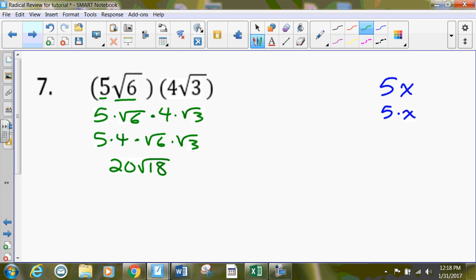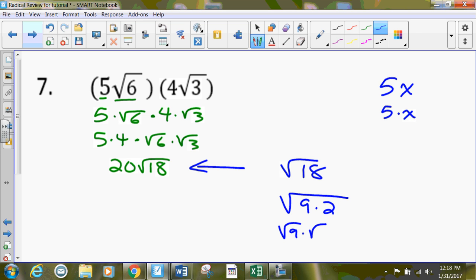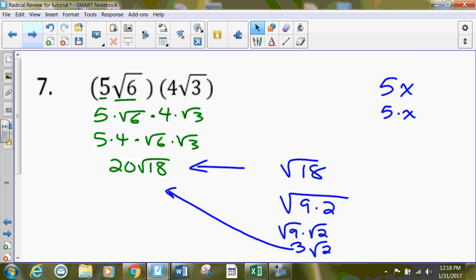Square root of 18 can be simplified. Is there a hidden perfect square in there? There sure is. 9 is hidden in there. So we can go ahead and take square root of 18 and rewrite it as square root of 9 times 2, remembering that that's the same thing as this. And so square root of 9 is 3. So we know that another way to rewrite square root of 18 is 3 square root of 2.